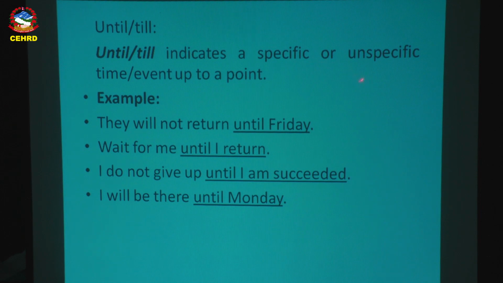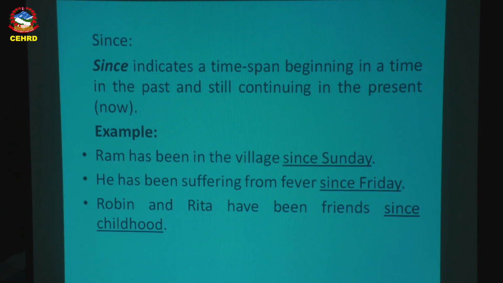Until indicates a specific or unspecific time event up to a point. Until Friday. Until I return. This is specific time. Since is used before point of time. Since indicates a time span beginning in a time in the past and still continuing in the present. It is generally used in present perfect or present perfect continuous tenses. Like Ram has been in the village since Sunday. Point of time and period of time.